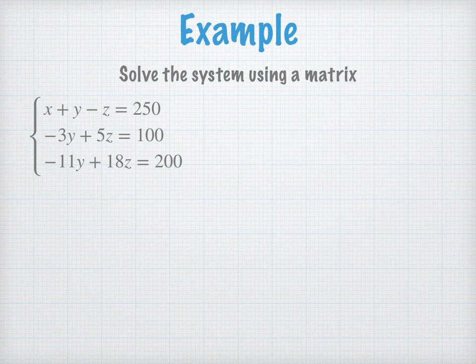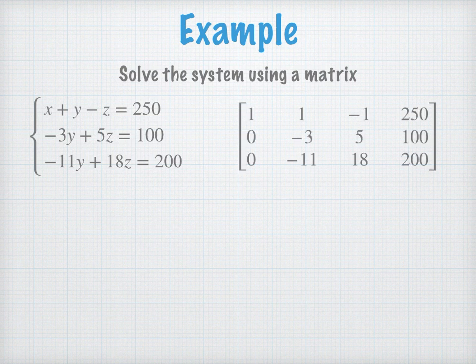My first row, I will have 1, 1, negative 1, 250, because those are my coefficients and my constant. My second row will have 0, negative 3, 5, 100, because those are my coefficients and then the constant. And then the third row will have 0, negative 11, 18, and 200. Again, because those are the coefficients and the constant that is on the right-hand side of the equal sign.